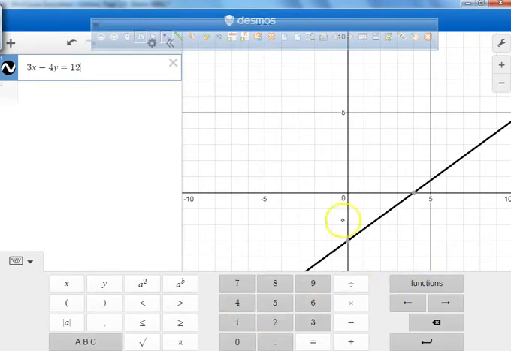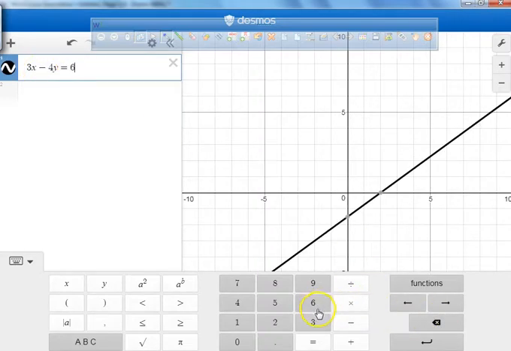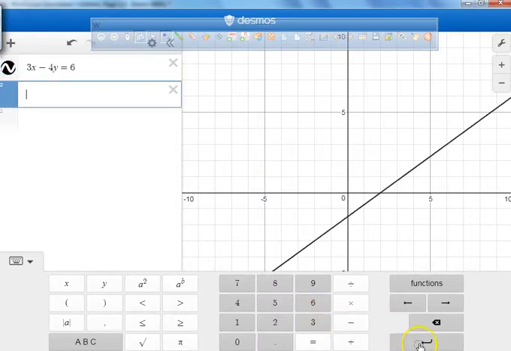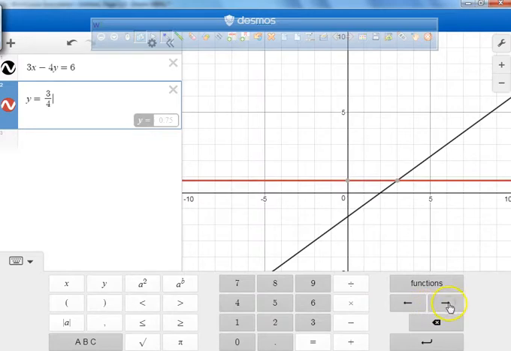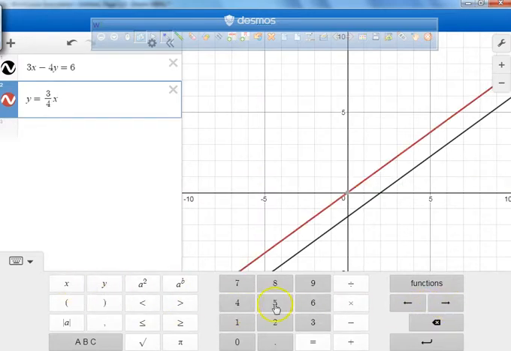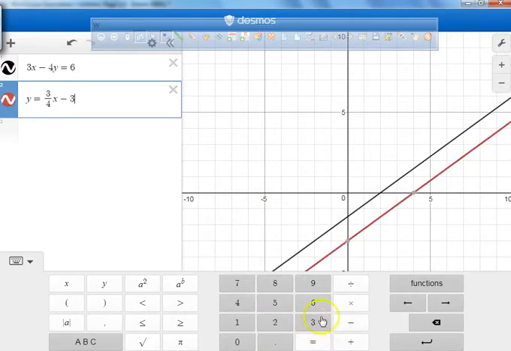Alright. So right now, you guys see what this Desmos does? If you type in 3x minus 4, oh, I messed up. It's supposed to be what? Equals, not 12, equals 6, right? So I type it in. Now let's type in our correct answer. y equals 3 divided by 4. I got to hit the right arrow. Then x. And what was it? It was minus what? Minus 3 divided by 2.